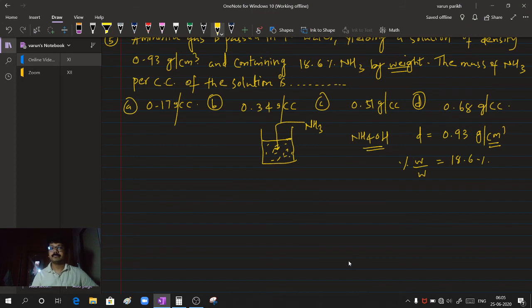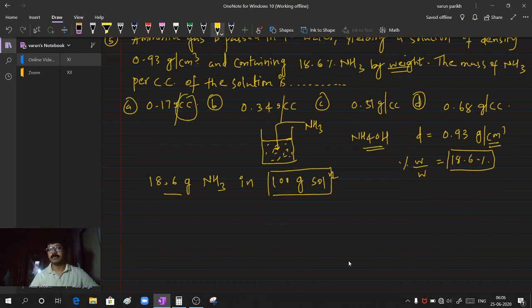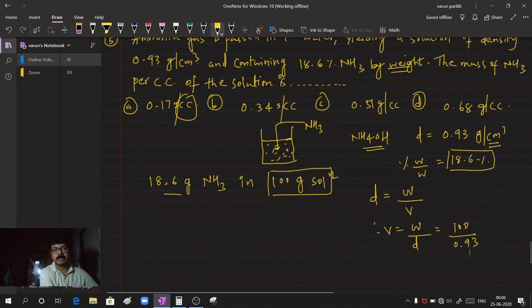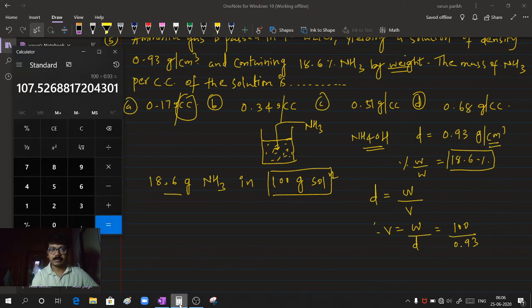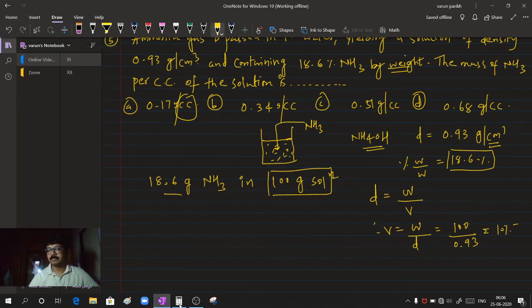So it is very simple. The interpretation of this is 18.6 gram of ammonia is present in 100 gram solution. Now whatever the amount is asked, it is per centimeter cube, per ml. So anyhow you convert this 100 gram into volume. So density is equal to mass by volume, and that's why volume is equal to mass by density. Mass is 100 divided by its density, given 0.93. So 100 divided by 0.93 gives 107.57 ml. So simple. That's why I can write 18.6 gram ammonia is dissolved in 107.57 ml of solution.